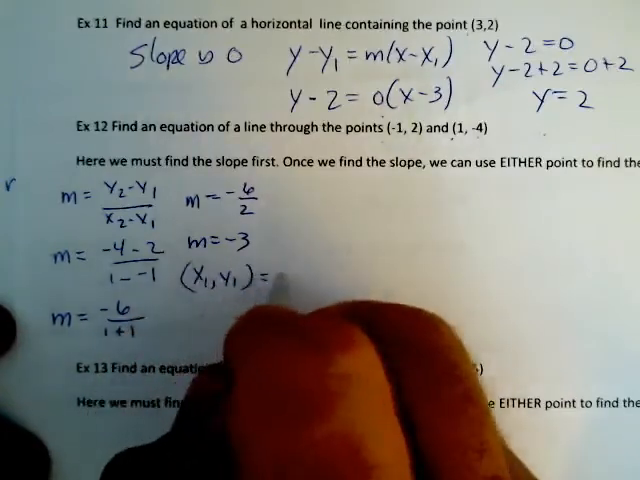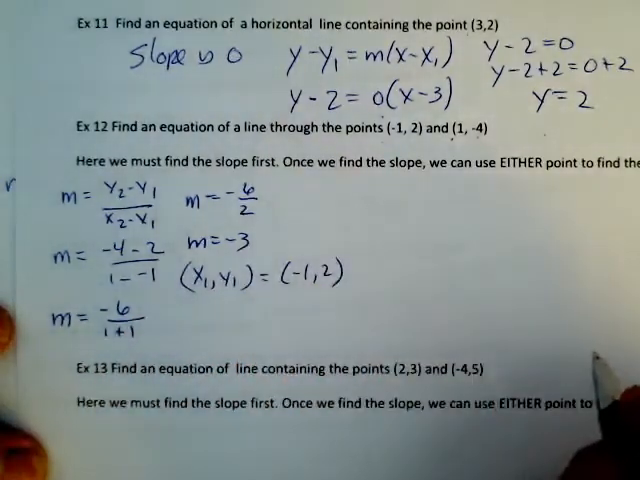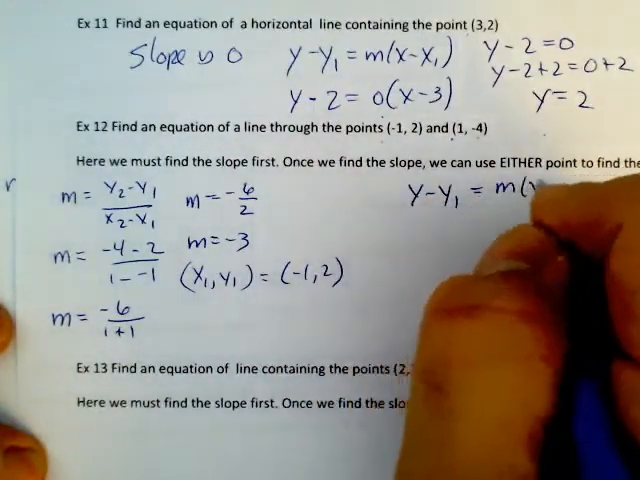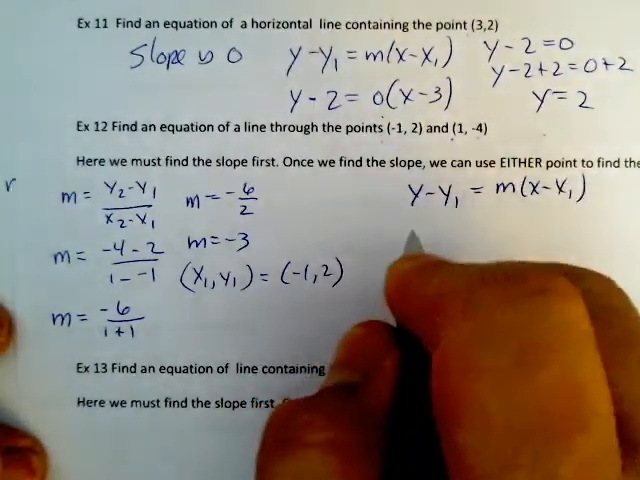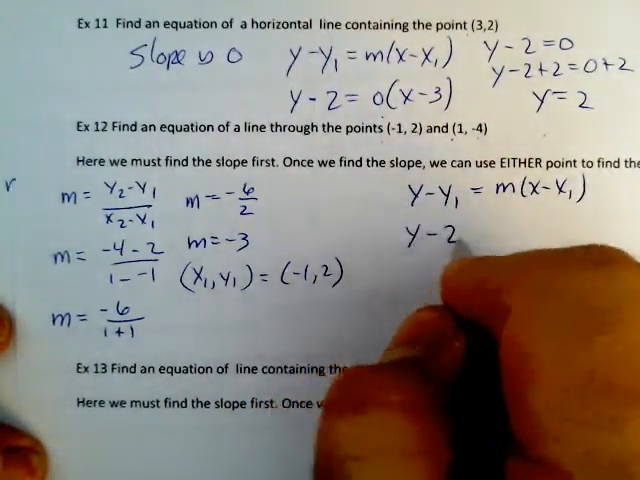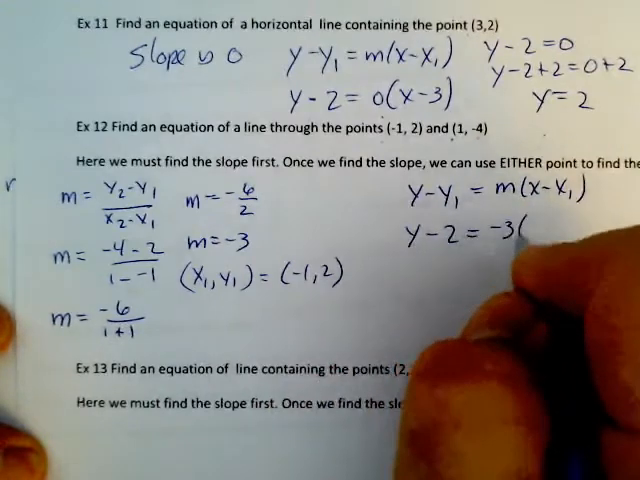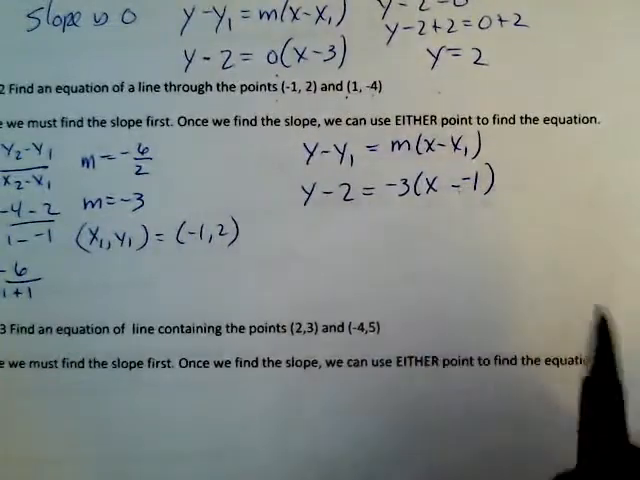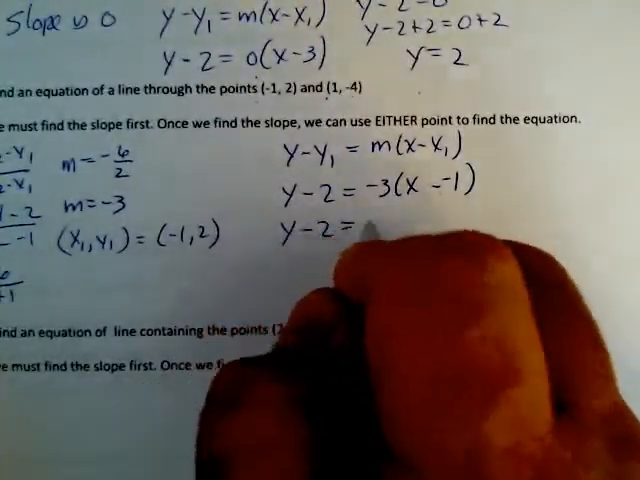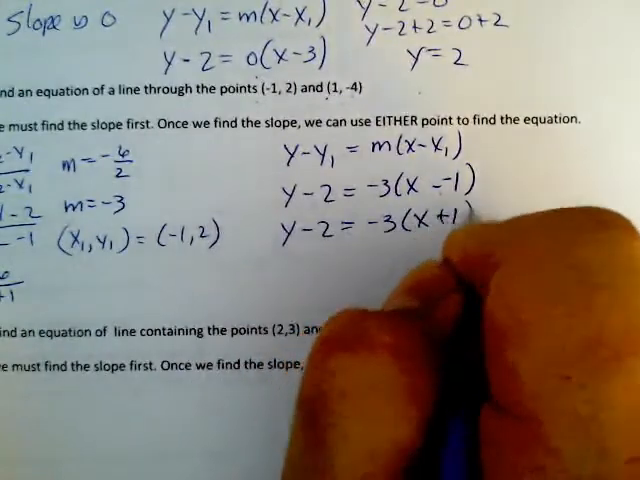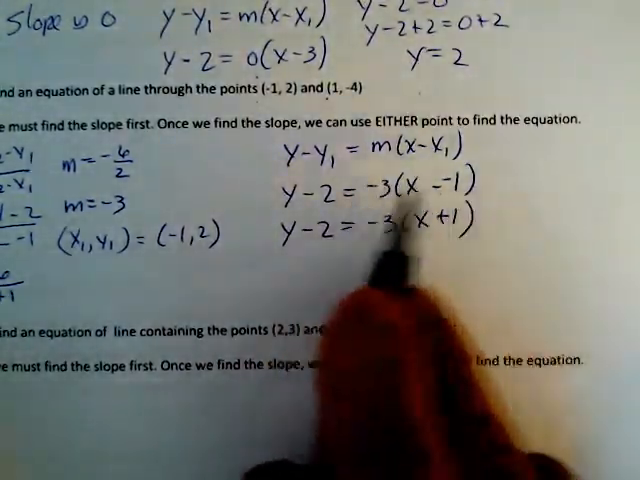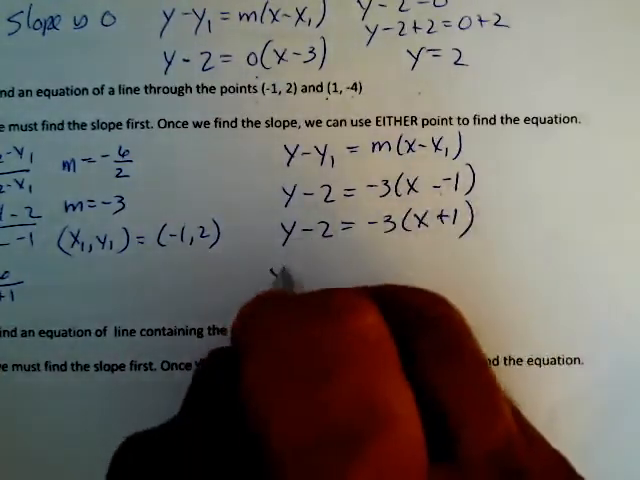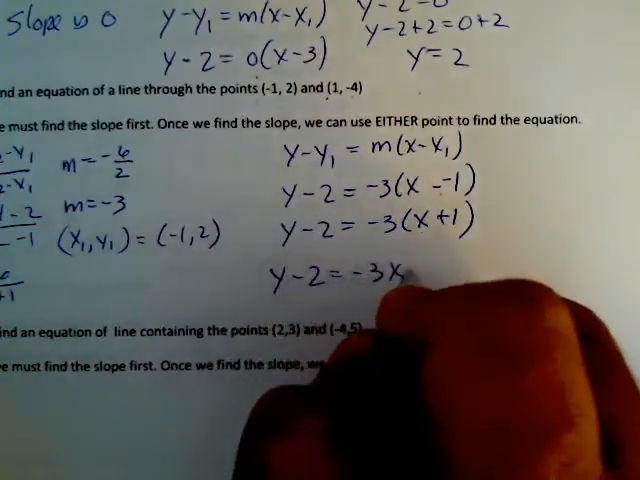So let's just say we use the first point. Write down my point slope form and substitute. Y minus 2 is -3 times x minus the -1. So here comes that double negative again. So before you do anything, you need to make that x plus 1. Don't multiply yet. Always do inside parentheses. Simplify inside those parentheses first. Now I can distribute that -3.